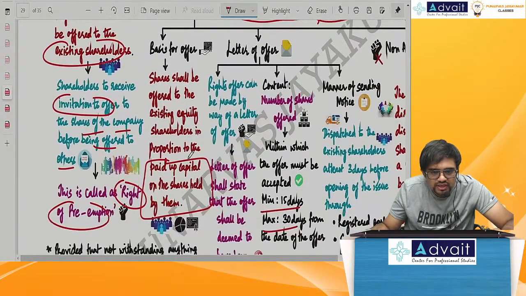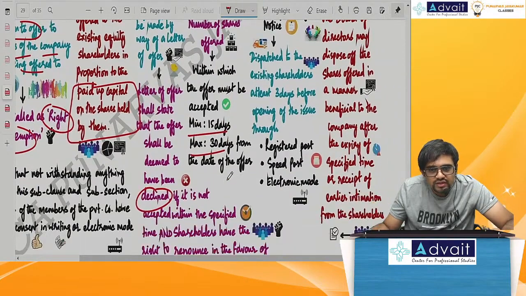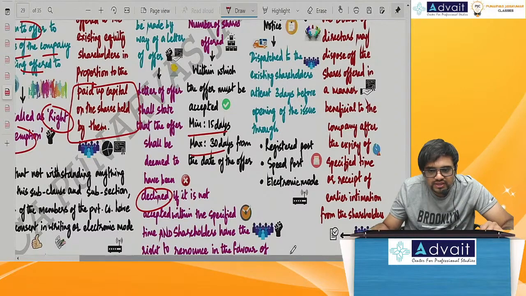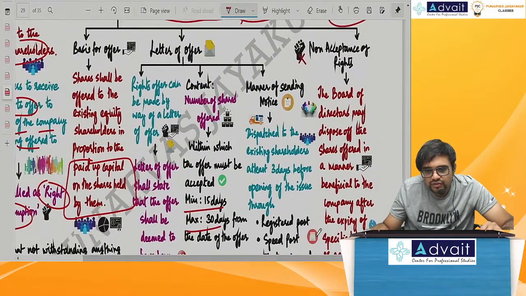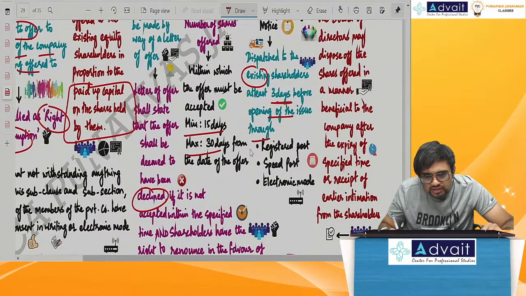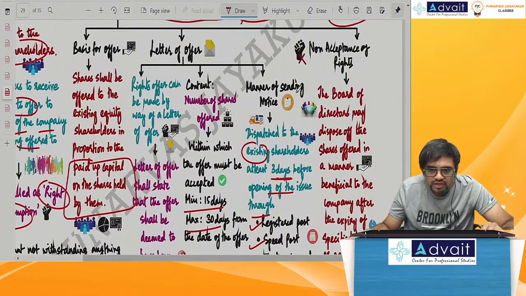Next, what are the conditions? The basis of the offer should be the paid up share capital and all those things. A rights offer can be made by way of a letter of offer. The content of the offer, as I told you, is minimum 15 days, maximum 30 days from the date of the offer. That's it. Manner of sending notice: it should be dispatched to the existing shareholders at least 3 days before the opening of the issue, either through registered post or speed post or electronic mode. I need to send it to all of them, minimum 3 days before the offer.